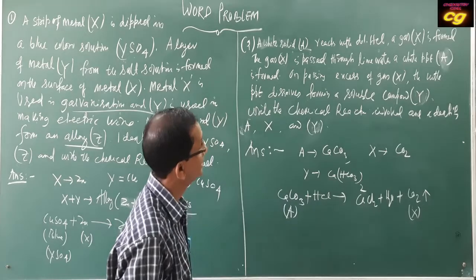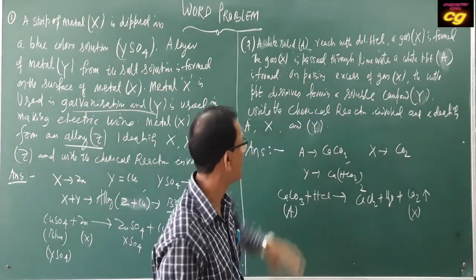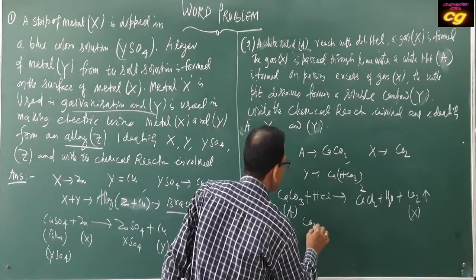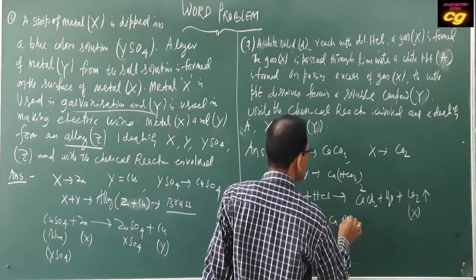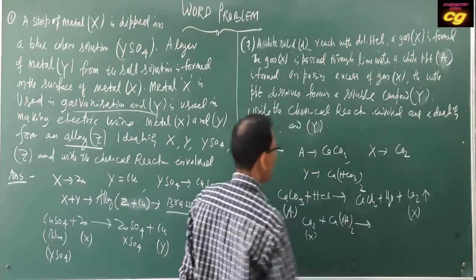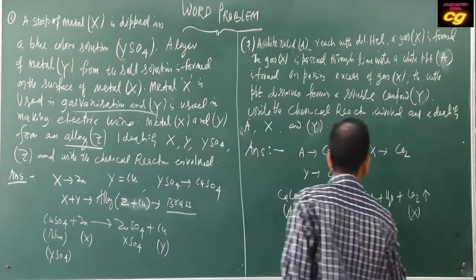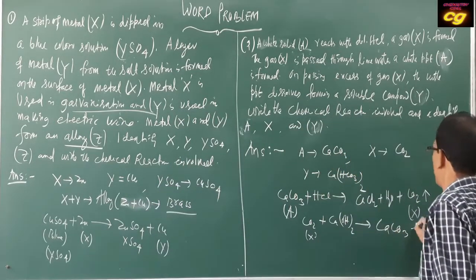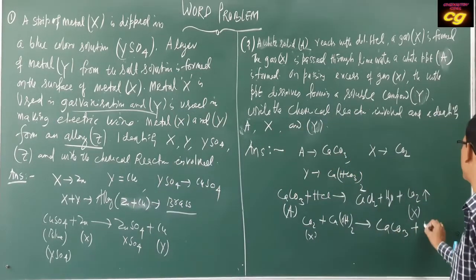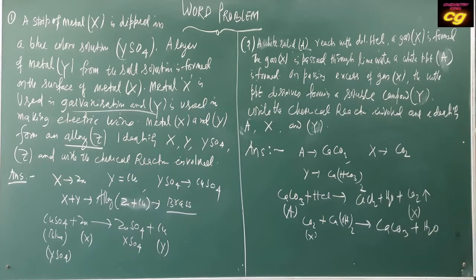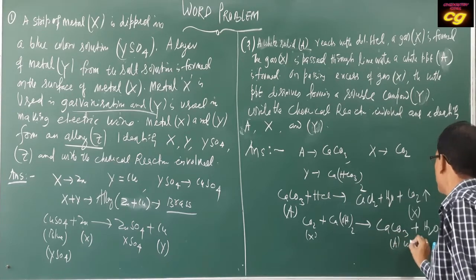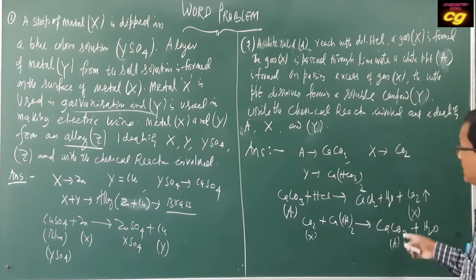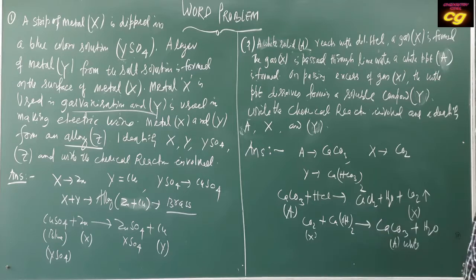Then the second part: this X is passed through lime water. That means CO2, which is your X, reacts with lime water. Lime water means calcium hydroxide solution, forming calcium carbonate plus water. This calcium carbonate is formed and it is white. That means A. Calcium carbonate is water insoluble, that's why it is obtained as white.